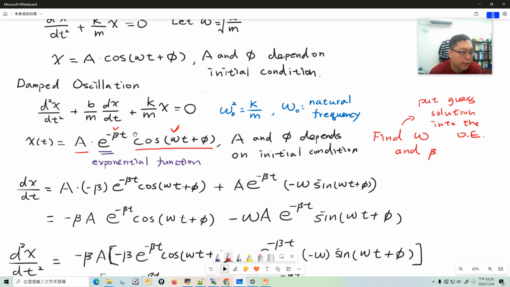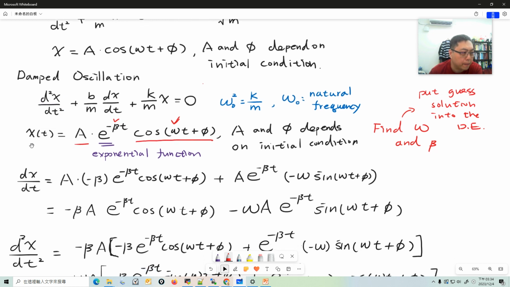If we put this back into the differential equation, you have to do two things. One is the first derivative of x, and also the second derivative of x. Because this function is an exponential function times the cosine function, there are two functions in x. So when you do the derivative, it will take us a long time, because you have to use a chain rule in your calculus class.